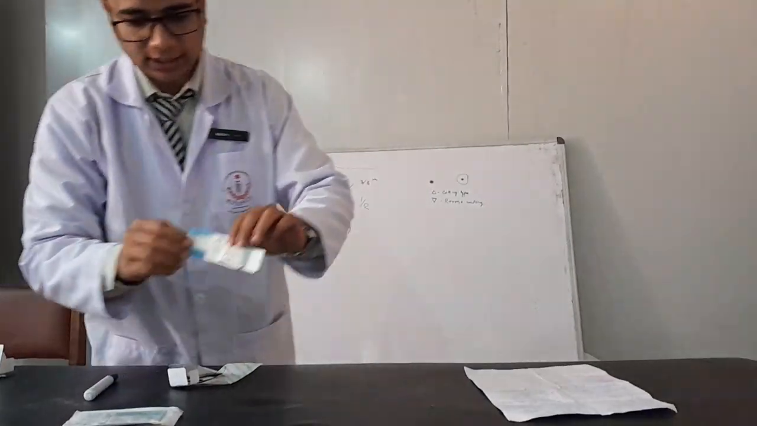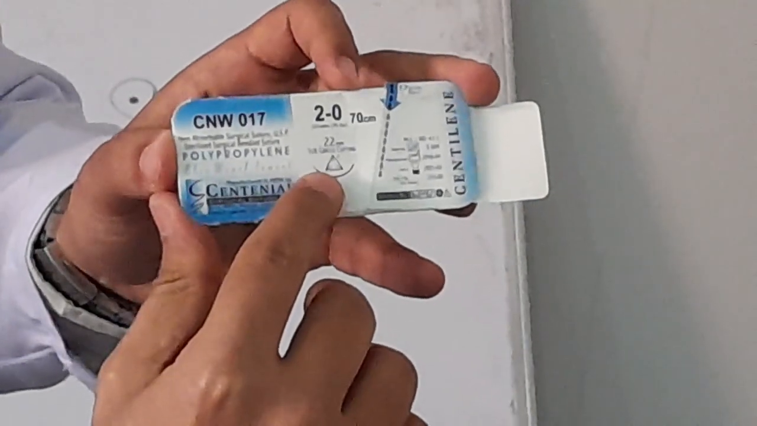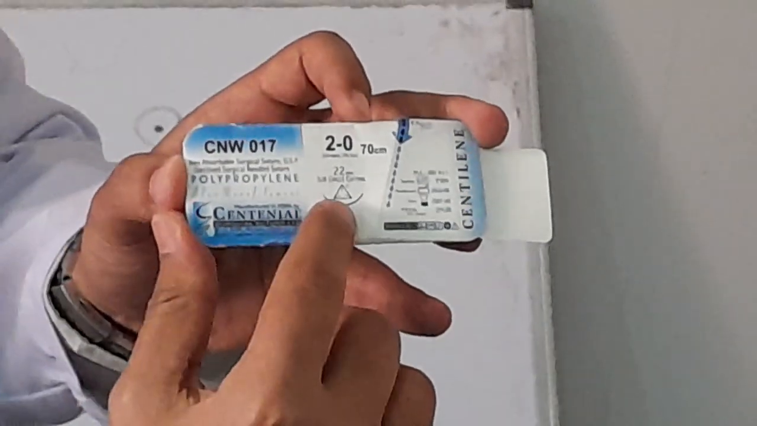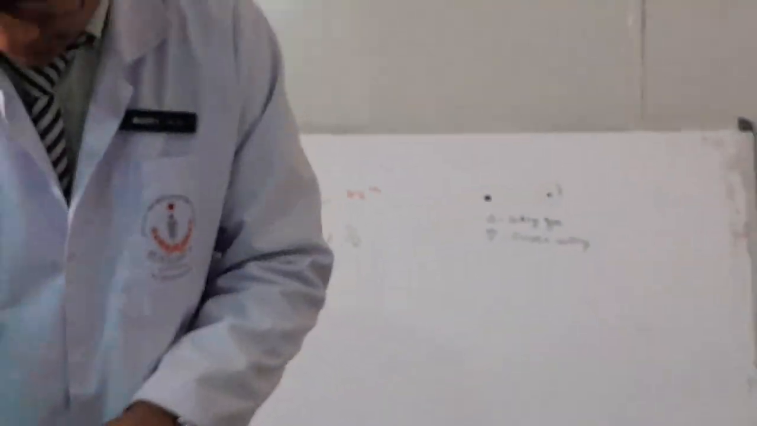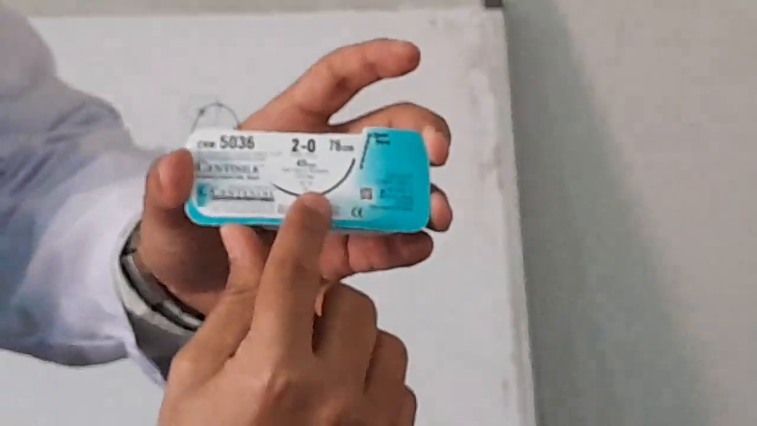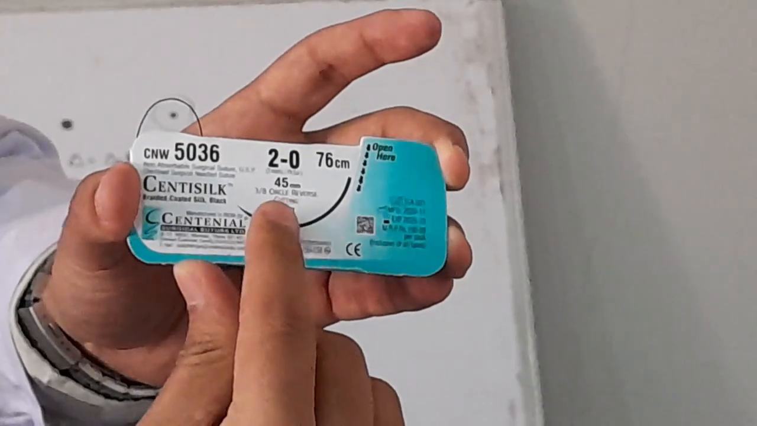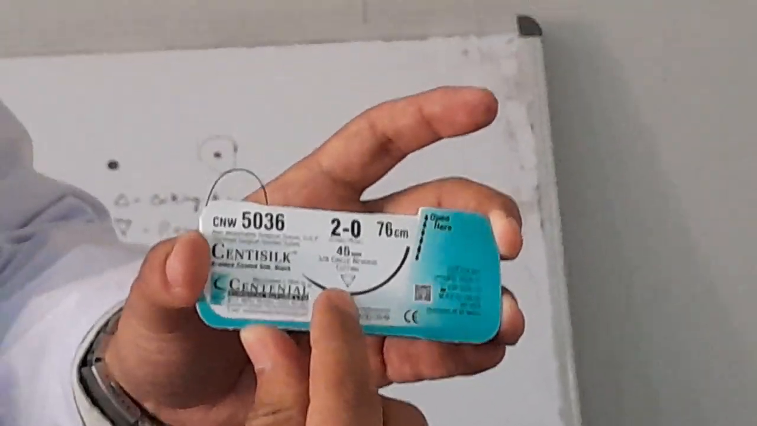Now you can see here, I am showing another example. This is the triangular structure, so the conical point is facing upward. So this is a cutting type of suture needle. Now you can see in this labeling it is conical, triangular, but the conical projection is facing downward. So this is a reverse cutting type of suture needle.